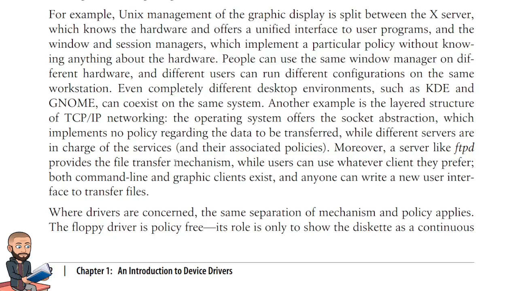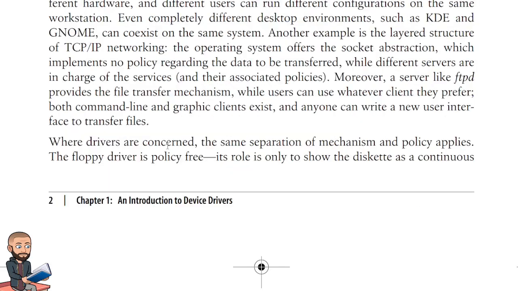Another example is the layered structure of TCP/IP networking. The operating system offers the socket abstraction, which implements no policy regarding the data to be transferred, while different servers are in charge of the services and their associated policies. Moreover, a server like FTPD provides the file transfer mechanism, while users can use whatever client they prefer. Both command line and graphic clients exist, and anyone can write a new user interface to transfer files.